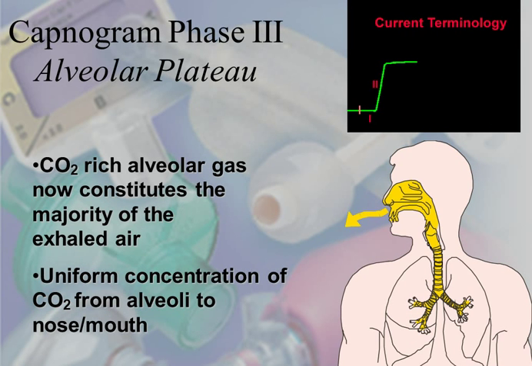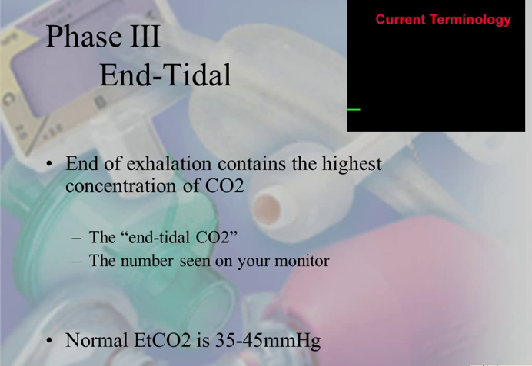All right, phase 3, or the alveolar plateau. Right now, we have carbon dioxide-rich alveolar gas. This constitutes the majority of the exhaled air. Uniform concentration of the end-tidal CO2 from the alveoli to the nose and mouth.